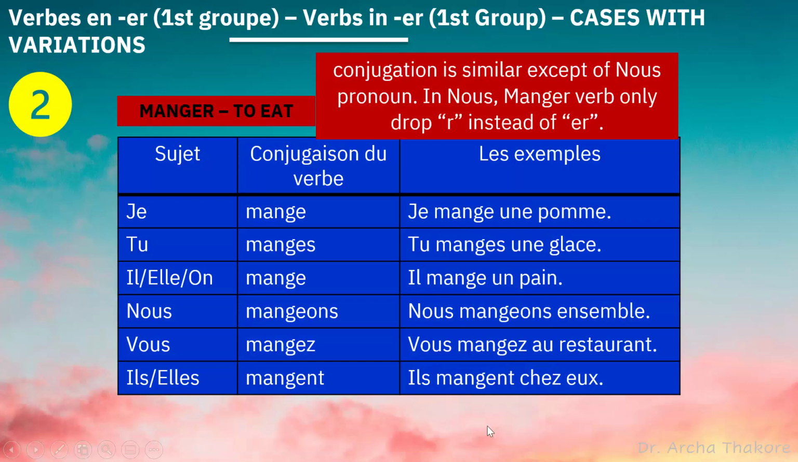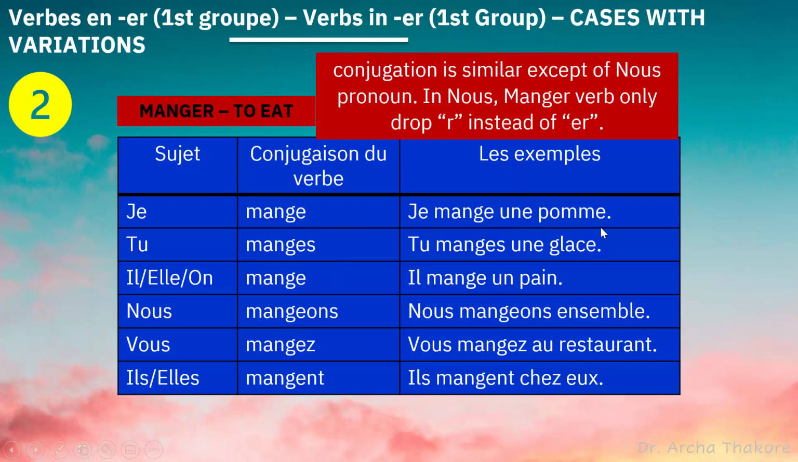Okay. Now comes another one, which is manger. Manger is to eat. Now in manger, the terminaison, pardon, which we use is not er but just r. So we drop just r, this e remains. Why is that so? Because that makes the pronunciation easier.